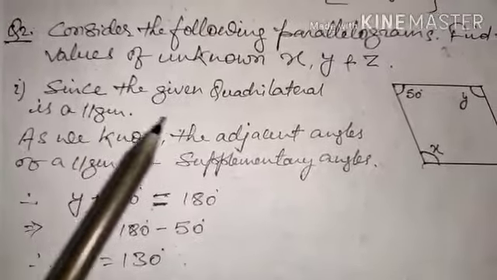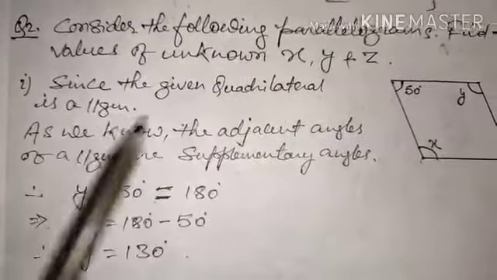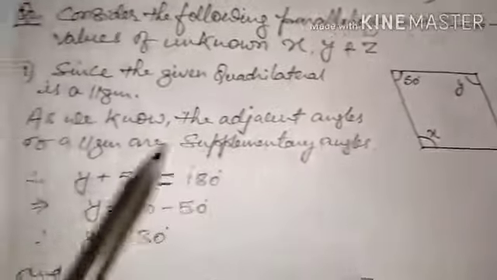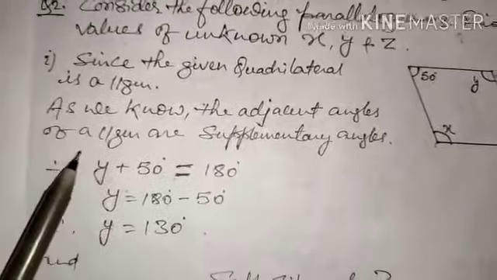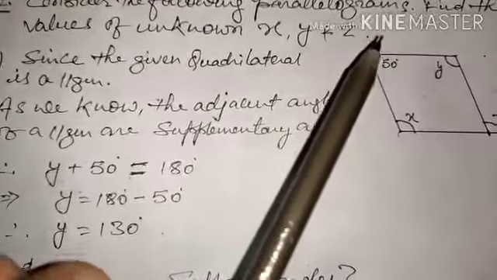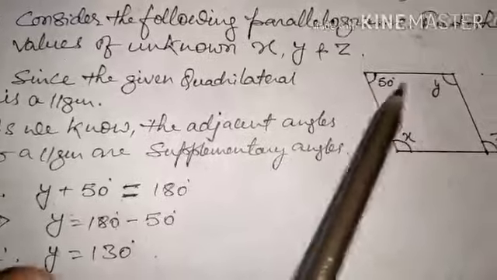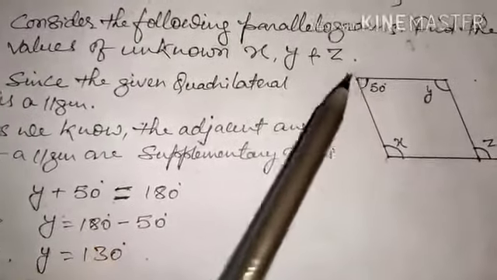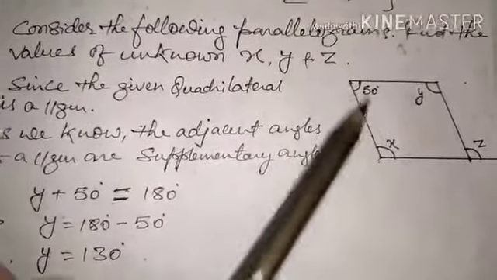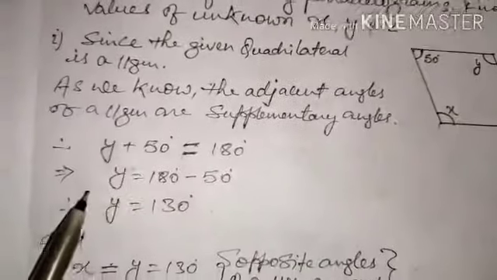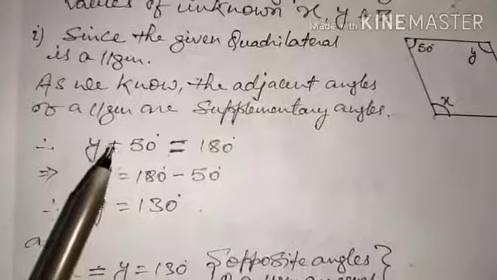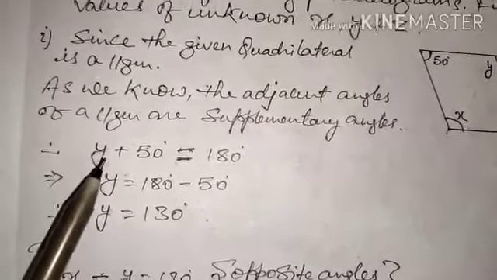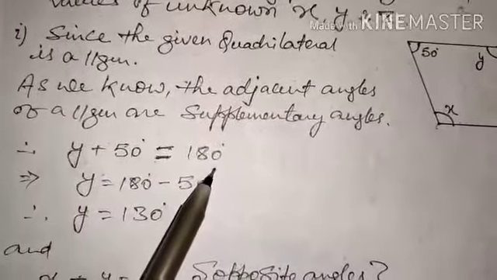Since the given quadrilateral is a parallelogram, we know that the adjacent angles of a parallelogram are supplementary angles. So you can take 50 and y, both are adjacent angles, and 50 and x, these two angles are also adjacent angles. Writing one by one using this property, adjacent angles of the parallelogram are supplementary angles. So y plus 50 is equal to 180.